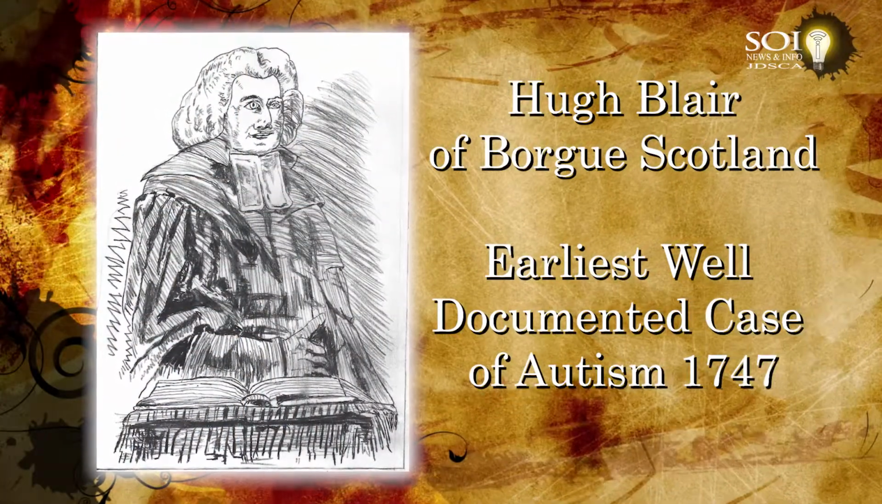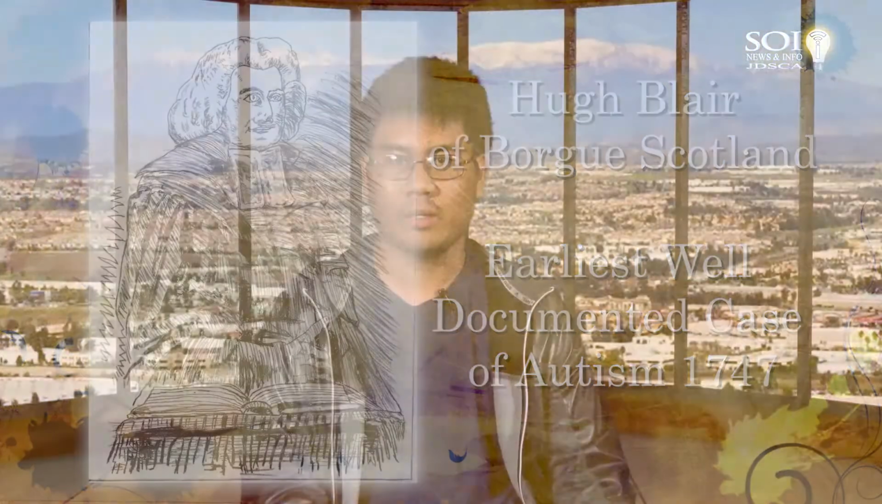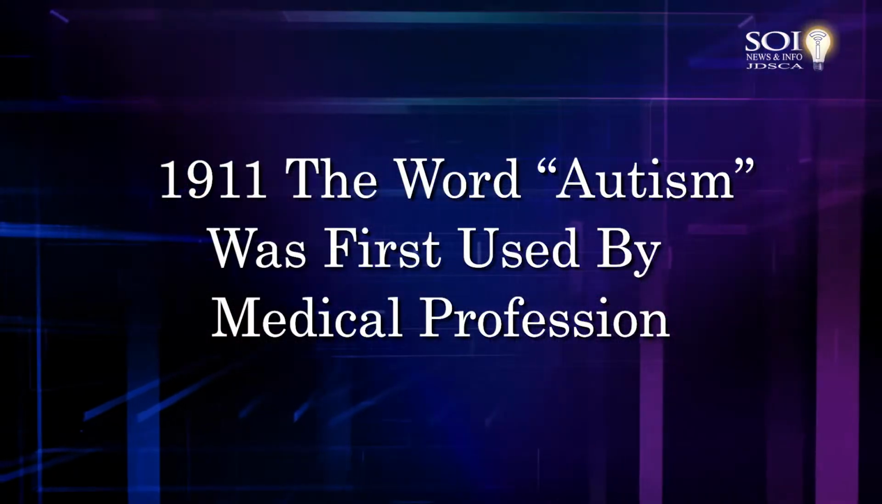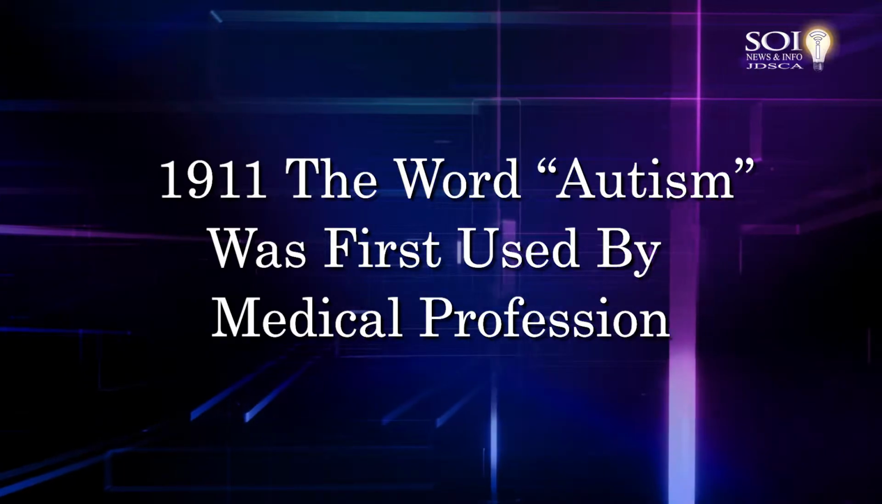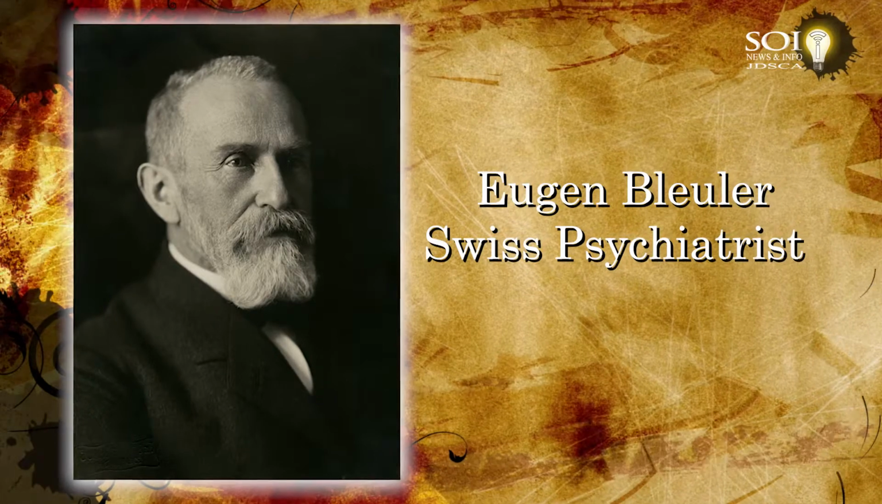The earliest well-documented case of autism goes back to 1747. Hugh Blair of Borgue was in an arranged marriage, and his brother sued to annul the marriage due to Blair's mental incapacity. The court documents describing Blair show that he had autistic symptoms. But it wasn't until 1911 that the word autism was first mentioned in medical literature. Swiss psychiatrist Eugen Bleuler used it to describe schizophrenia, which is a mental disease that is not associated with autism today. In 1943, autism became even more defined.